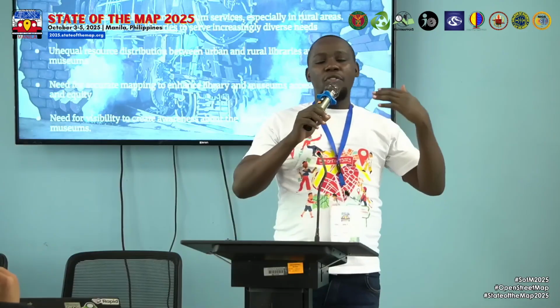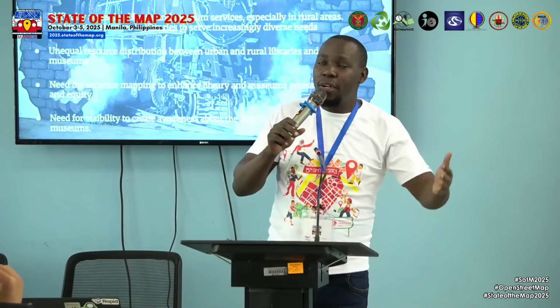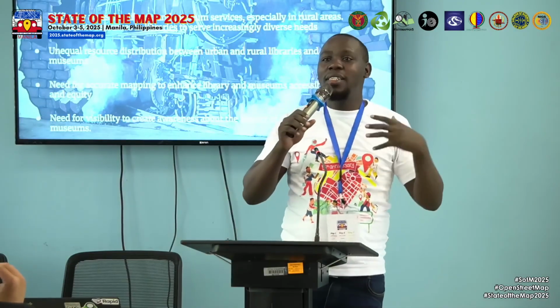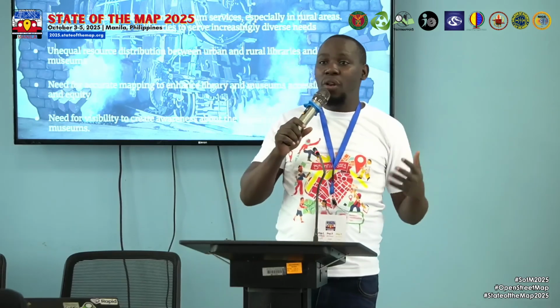There is also inadequacy in resource distribution. Most of the community libraries and museums in the city centers tended to benefit more. For example, if the National Library is giving out books, they tended to give so much attention to those libraries and museums in the city centers, unlike those in the rural areas.